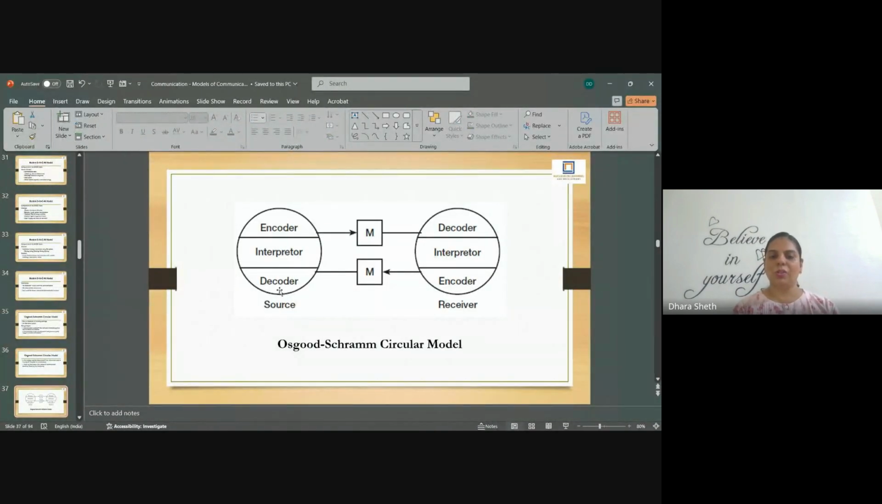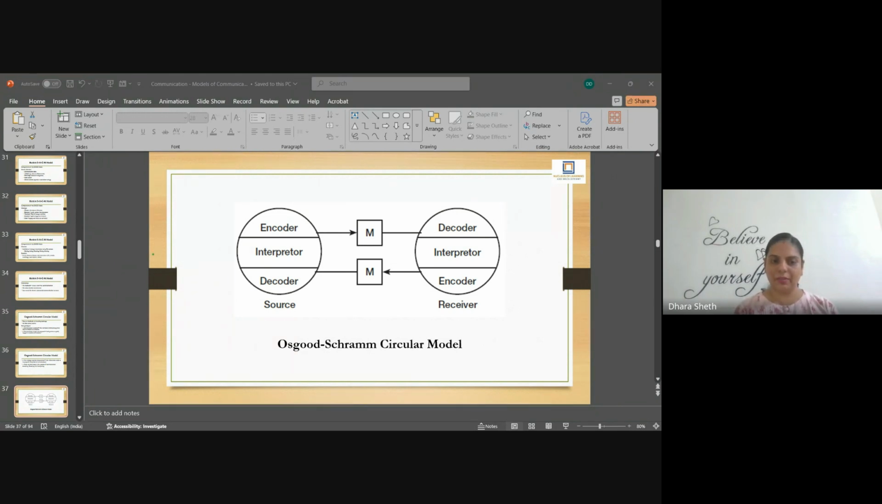So the source encodes, sends the message, the receiver decodes, interprets the message, and then encodes the reply or the feedback. Now the message is sent to the source. The source now decodes the message, interprets it, and sends another message. Just take a moment to look at the figure. I'll explain it slowly again.